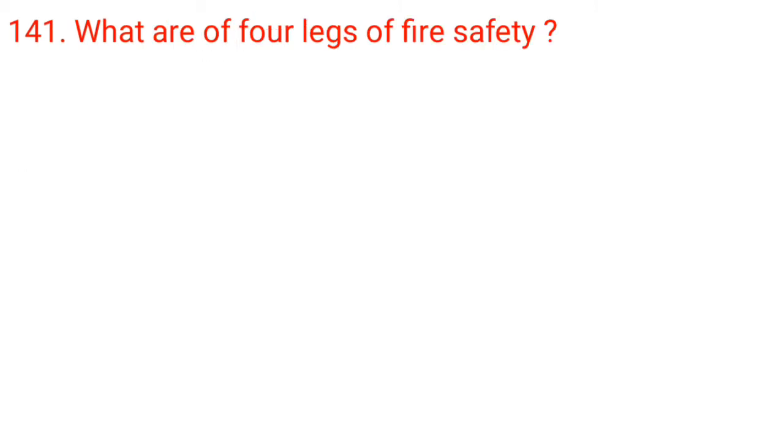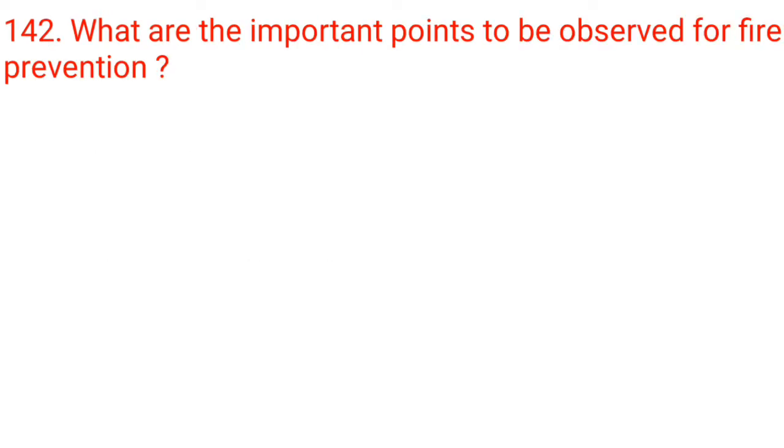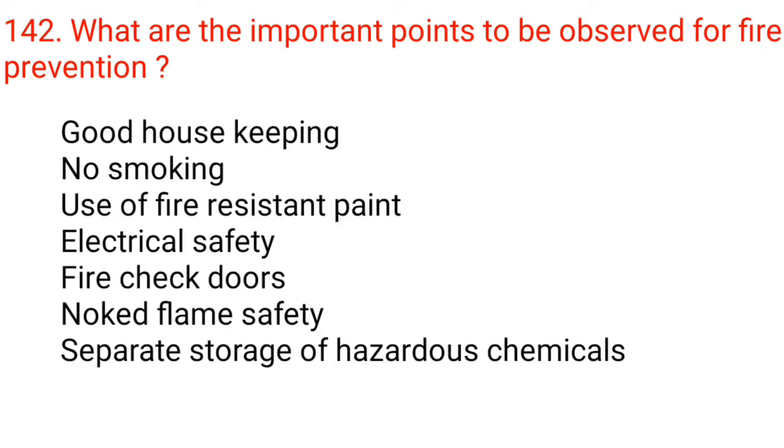141. What are the 4 legs of fire safety? Fire protection, fire prevention, quantity control, preventive maintenance. 142. What are the important points to be observed for fire prevention? Good housekeeping, no smoking, use of fire-resistant paint, electrical safety, fire check doors, naked flame safety, separate storage of hazardous chemicals.